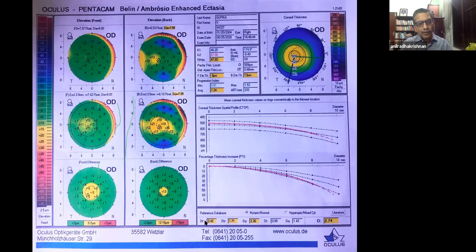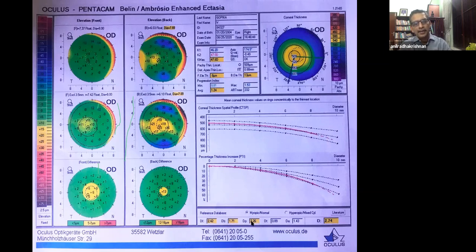DF means the front elevation. This is showing some abnormality. DB is the back elevation. This is also showing some abnormality. Anything more than 2 is clearly abnormal. Anything more than 1.5 is suspicious.